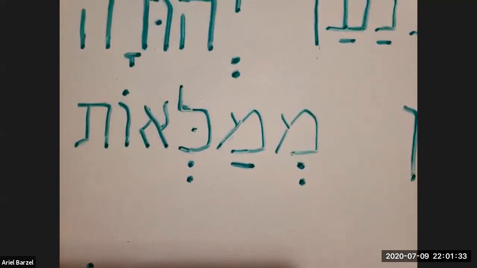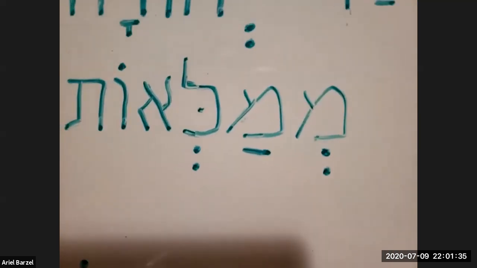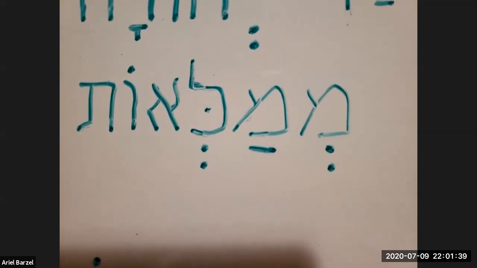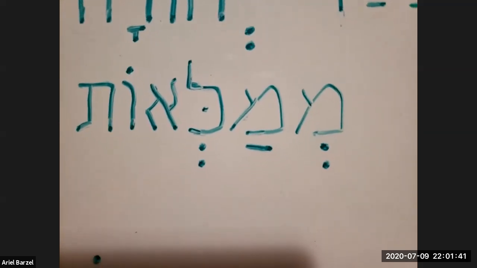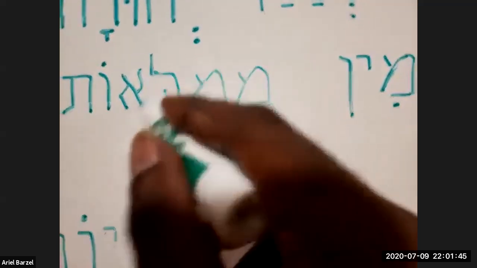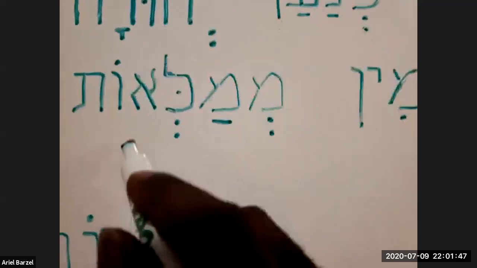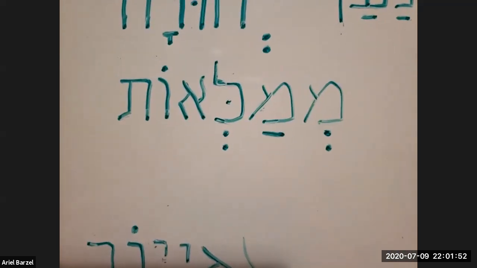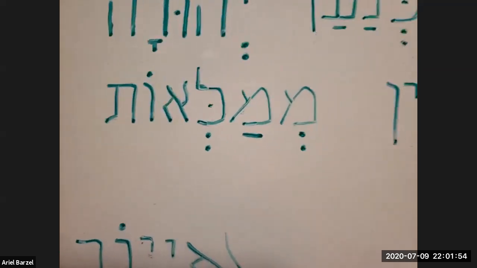Cool beans. This is another dagesh-ish one. Oh yeah, this is a good one. Mamalot. Mamaleo. Oh, because the dagesh forte came. Dagesh forte. Mamaleo. Yeah, mamaleo. I'm not sure what this means, y'all. Somebody tell me.